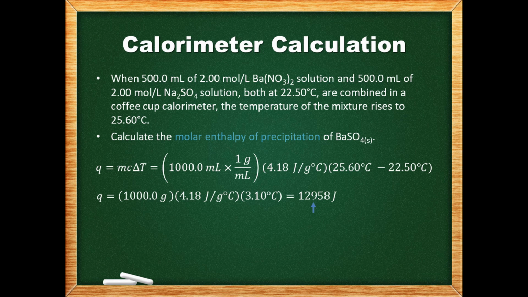The reaction takes place at a constant pressure, so the heat released is equal to the enthalpy change for the reaction. We want the molar enthalpy of precipitation of barium sulfate, so we divide this value by the moles of barium sulfate that formed. However, we are not done yet. We need to make sure the sign of the enthalpy change is correct.